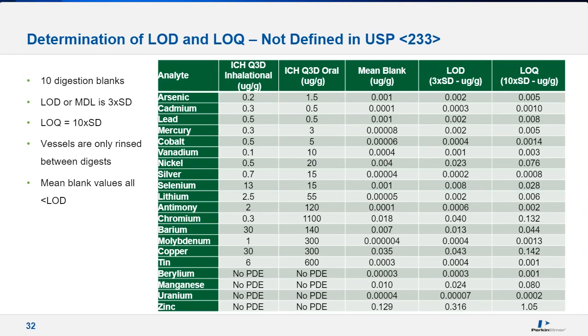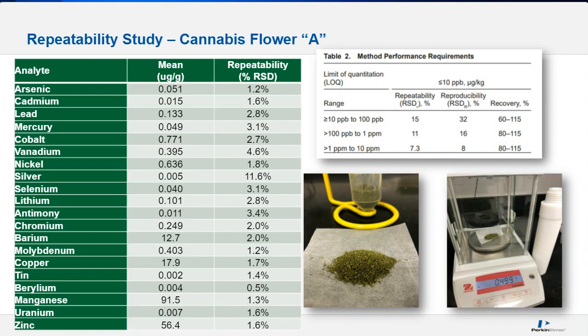Next, we performed a repeatability study that is referenced in USP Chapter 233. Chapter 233 says that 6 replicates of a cannabis flower material, or whatever material you're trying to validate, need to be spiked at 1 times the limit, which is called 1J in USP speak. So in this case, we took a sample identified as flower A and homogenized enough material to do many replicates.